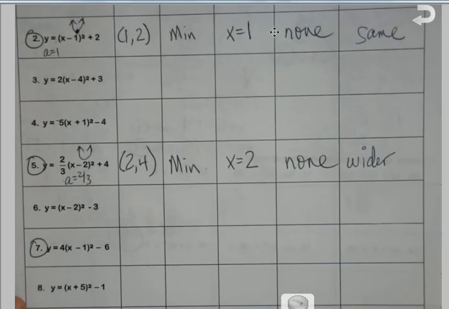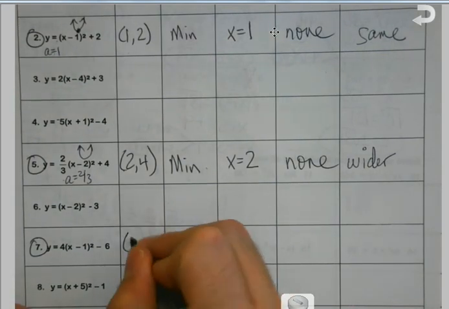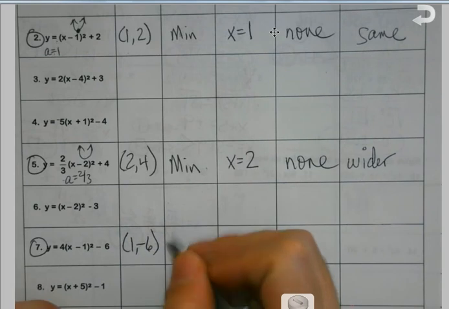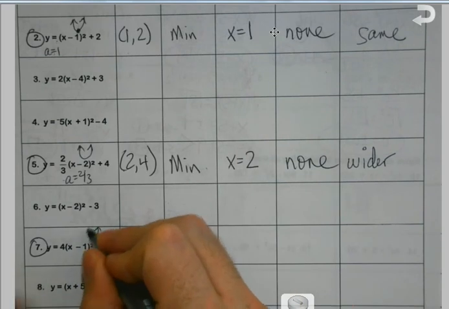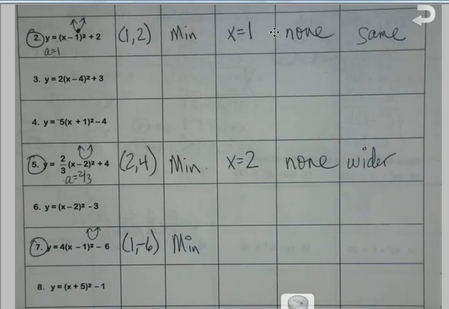All right, last one here at number 7. You know the drill. Vertex, 1, -6. We're opening up again. There's the one thing I didn't do: I didn't get it down. So all mins on the ones that we did here. But if it opens down, that's when my maximum's going to come.